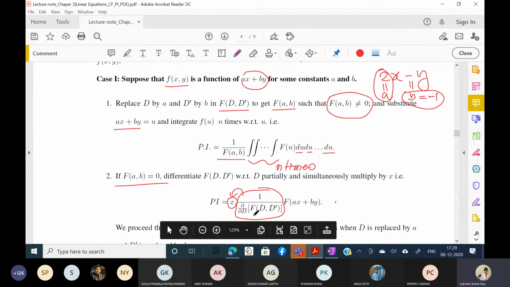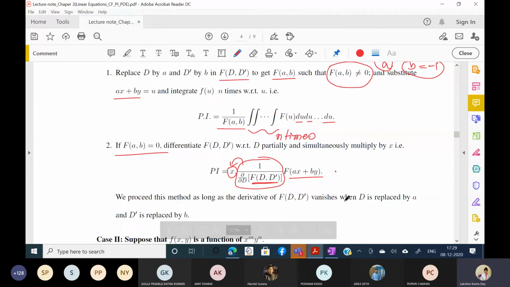And in the denominator, we differentiate this operator with respect to capital D partially. That means D dash will be treated as constant. And then as usual, whatever your right hand side function is, it will be intact, capital F of ax plus by.